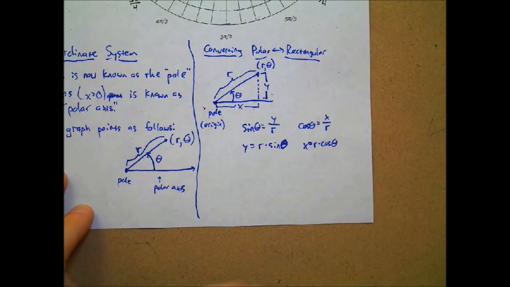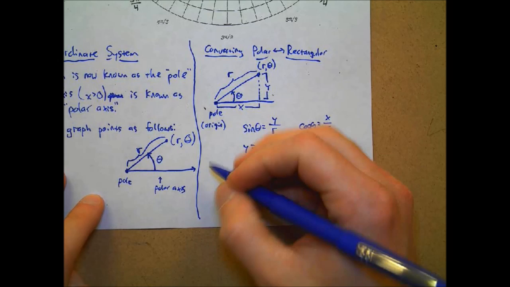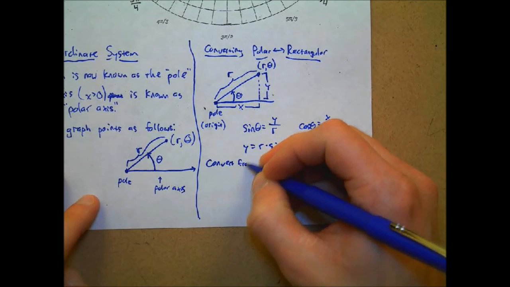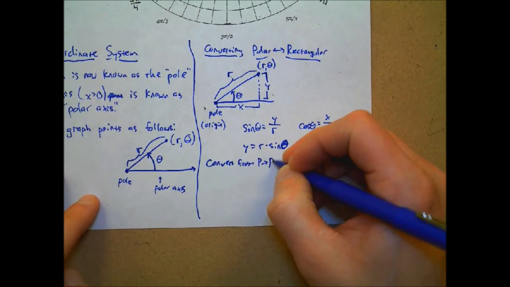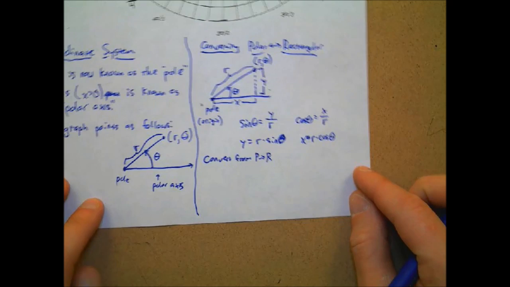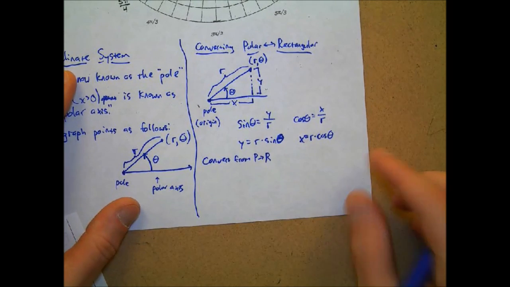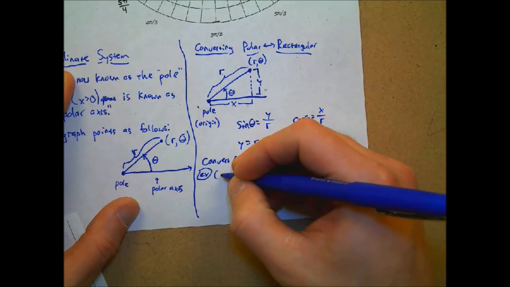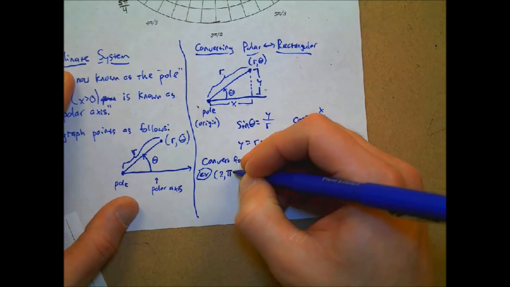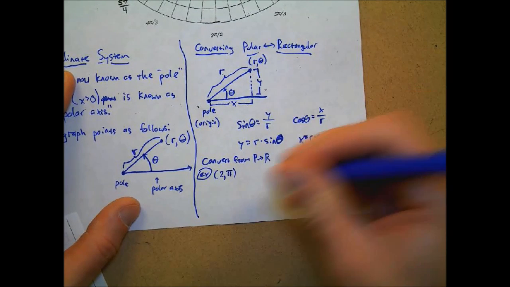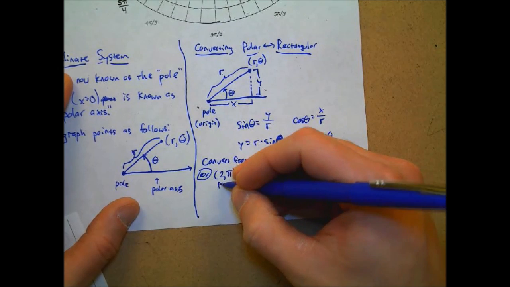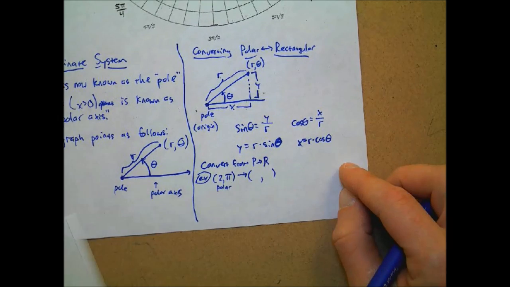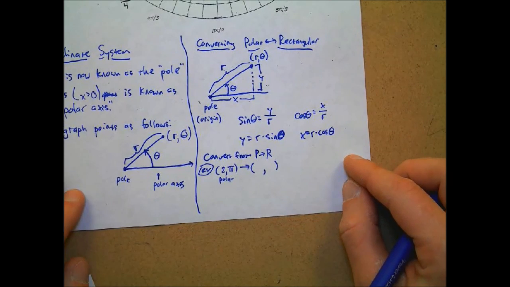So, let's try converting here. Convert from polar to rectangular, right? I'm just trying to save space here. All right, so let's say the polar coordinate is 2 comma pi. We'll say that's polar. We want to know what our rectangular coordinates are going to be there.